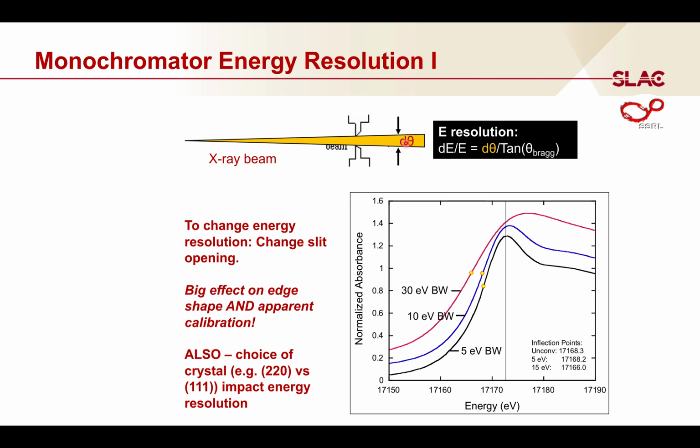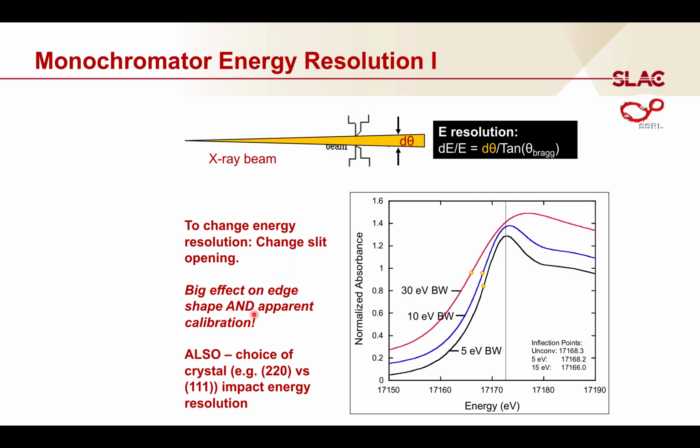And delta theta is very important because you can put it into the derivative of Bragg's law to get an expression for the energy resolution of the spectrometer. That's just delta E over E equals delta theta, this small angle, divided by the tangent of the Bragg angle. It's actually pretty cool to have this equation in your back pocket and to see how different slit settings can affect your energy resolution.